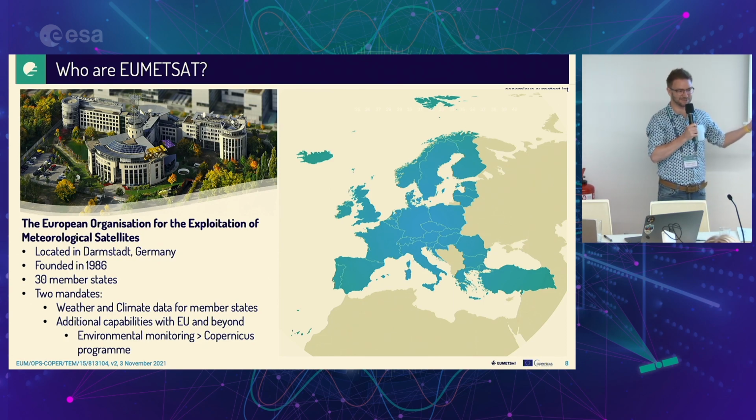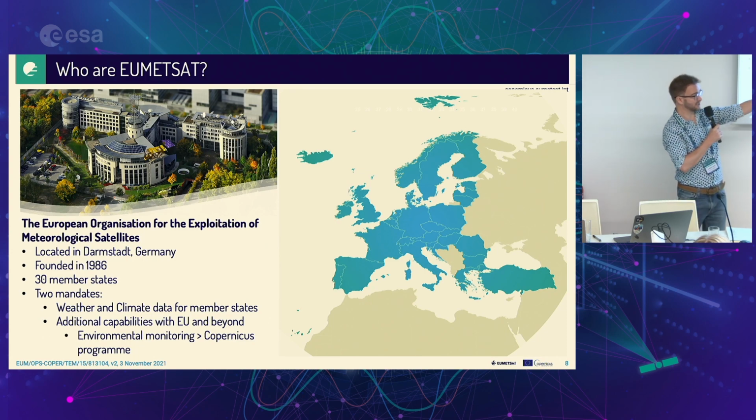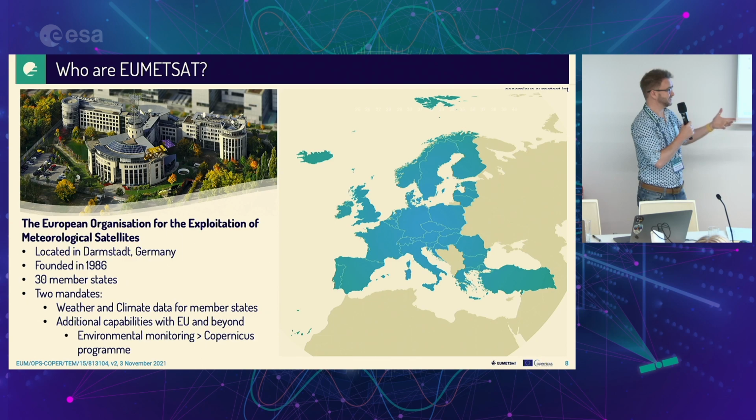We're located in Darmstadt in Germany. We were founded in 1986. We have 30 member states, shown in the map on the right-hand side, all the countries highlighted in blue.